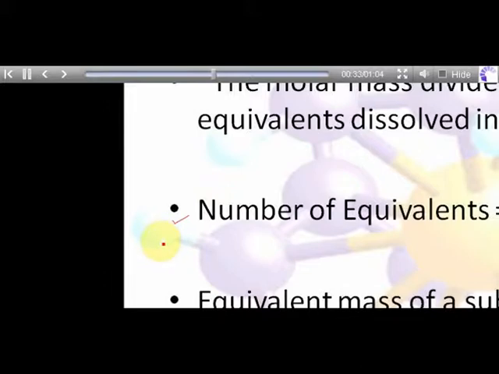Now, the equivalent mass of a substance is not fixed like its molar mass. Equivalent mass of the same substance can be different in different reactions. For example, 1 mole of iron can react with either 2 or 3 moles of hydroxyl ions depending upon its oxidation state. Therefore, the equivalent mass of a substance is always defined in context of a specific reaction.